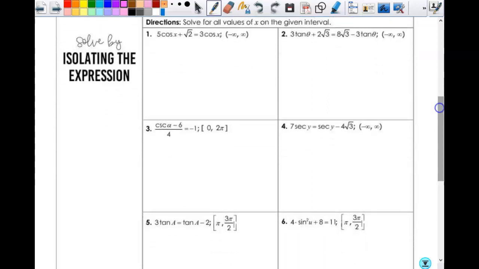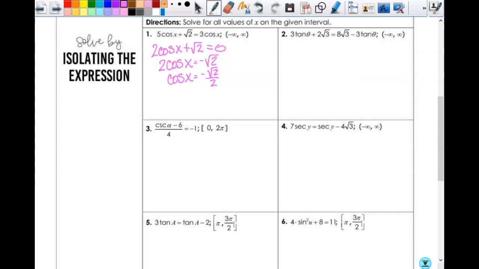I've got 5 cosine x plus the square root of 2 equals 3 cosine x. So I can subtract this 3 cosine x from both sides. What will that leave me over here? 2 cosine x plus the square root of 2 equals 0. Then I can move over the square root of 2, so 2 cosine x equals negative square root of 2. So cosine x equals negative square root of 2 over 2.